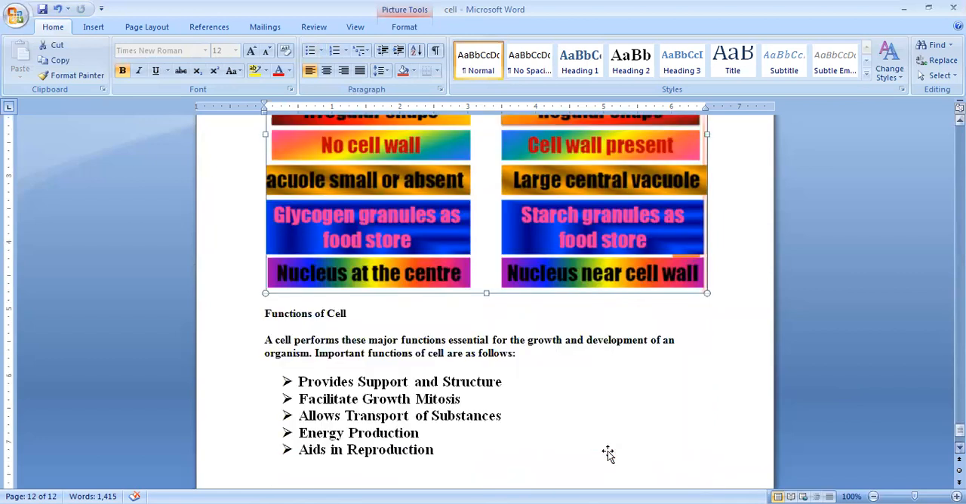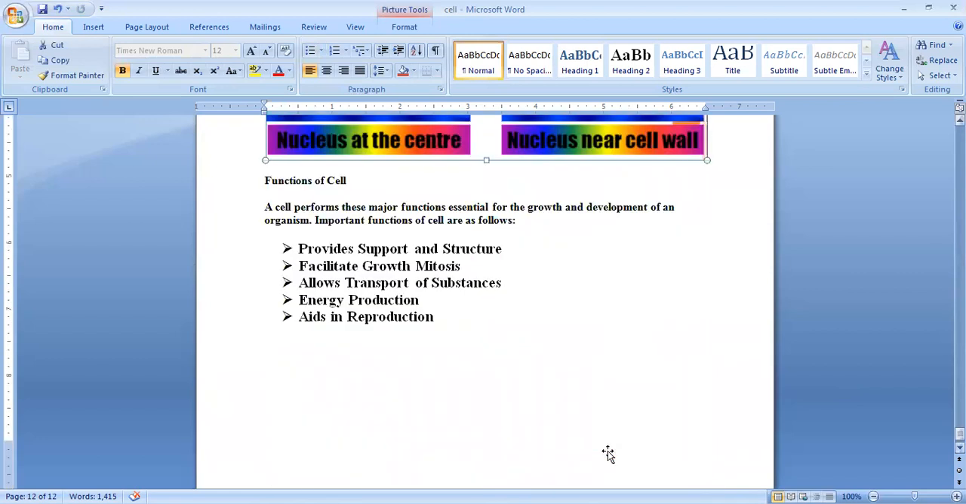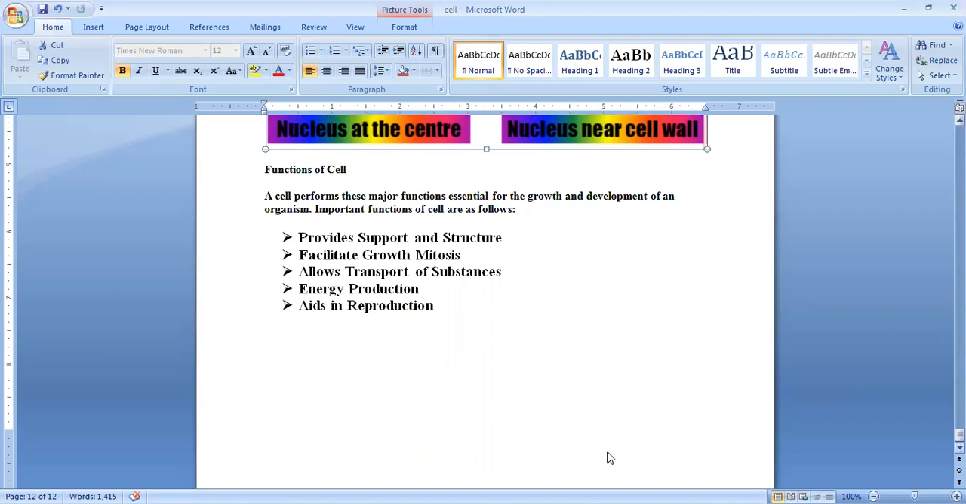Now let's revise the functions of the cell. Provide support and structure, facilitates growth, that is through mitosis, allows transport of substances, it is a storehouse, energy production and it aids in reproduction.